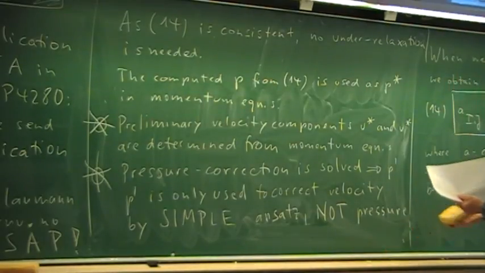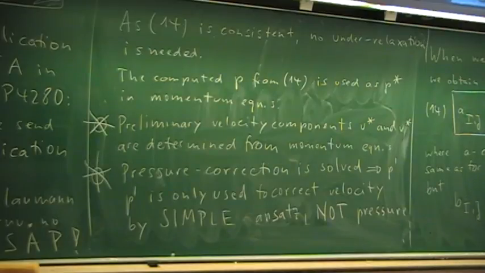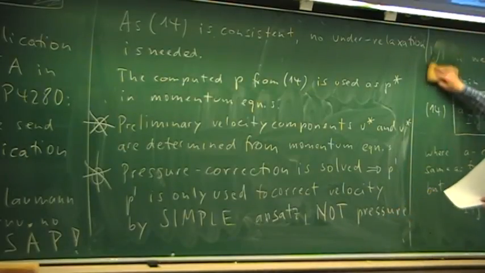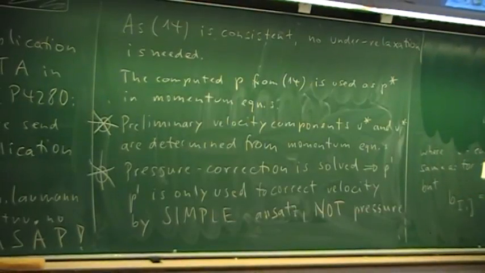So the first step is for the pressure. Second step, solve the x and y momentum equations, get the u star and v star. Third step, solve the pressure correction equation, as for SIMPLE, get the p prime, and then only correct the velocity components, not the pressure.